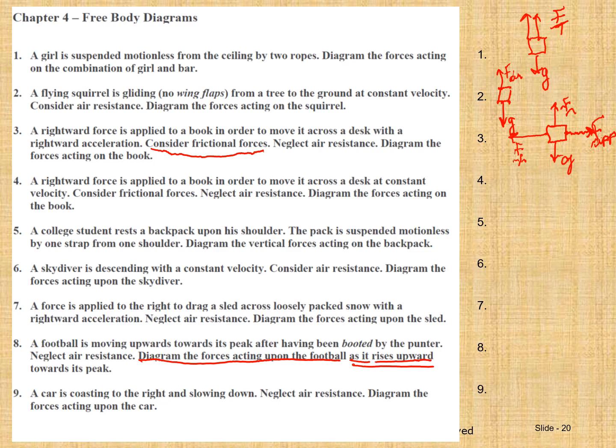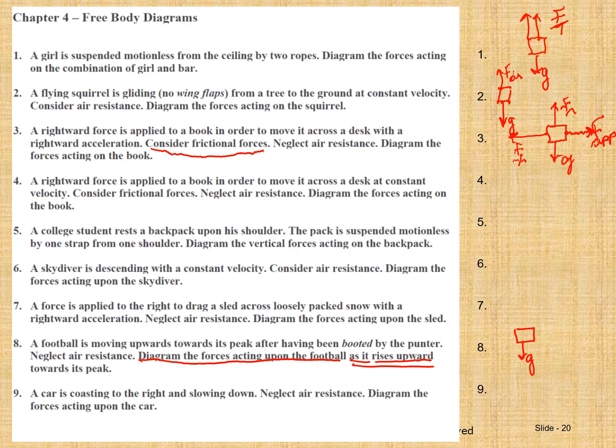So basically, for number 8, if this is your football and it's rising upward, the only force acting on that is gravity, because it's in free fall. And gravity is the only force that's active in free fall. Now let's look at the last one. A car is coasting to the right and slowing down. Neglect air resistance. Diagram the forces acting upon the car.